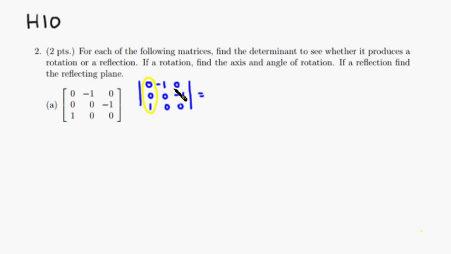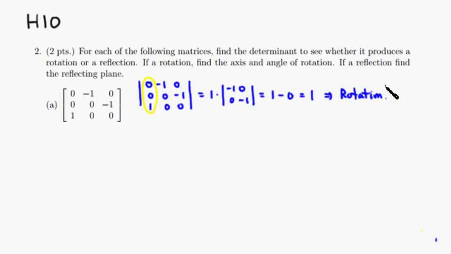So it's going to be positive 1 times the determinant of the submatrix negative 1, 0, 0, negative 1, right? So this is negative 1 times negative 1, which is 1, minus 0, which is going to be positive 1. So this is going to be a rotation. There is no reflection. So we have a rotation.